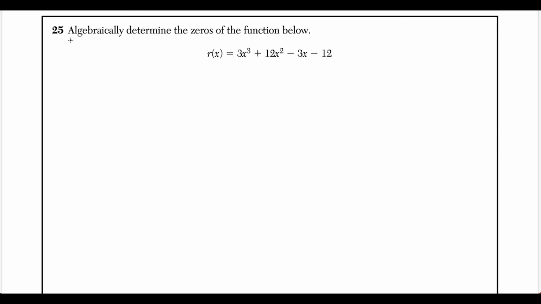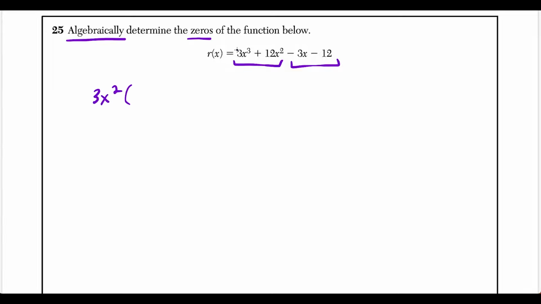So question 25, we're going to algebraically determine the zeros of the function below. So we're going to set this whole thing equal to 0, and if we're going to find the zeros algebraically, we're going to use factoring by grouping. So what we're going to do here is find the GCF, or the greatest common factor, of the first two terms, which would be 3x squared.